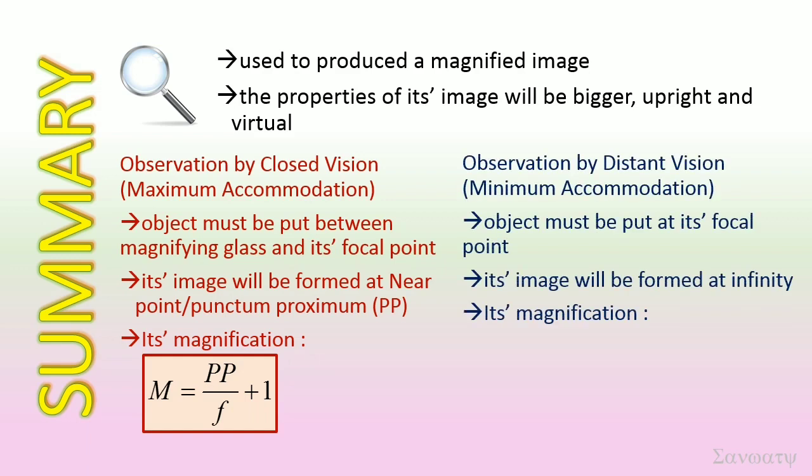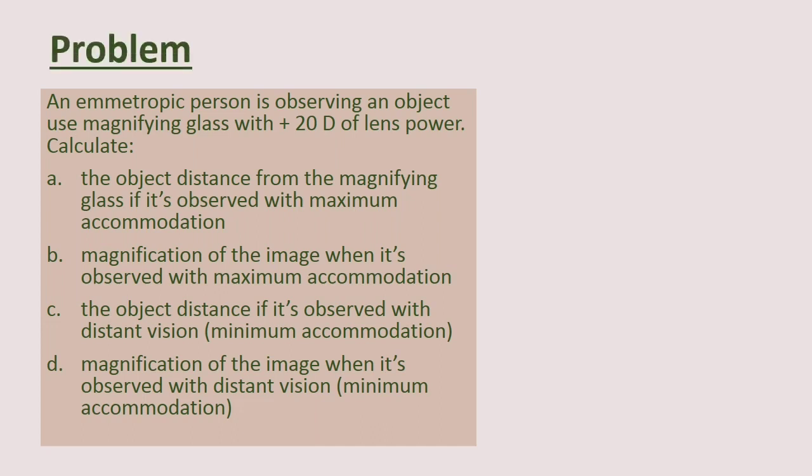And the other observation is with distant vision, or we call it minimum accommodation. In this observation, the object must be put at its focal point so that the image will be formed at infinity. And the magnification can be calculated as m equals pp over f, where pp is the punctum proximum. For normal eyes, it ranges from 25 to 30 centimeters, and f is the focal length of the magnifying glass. The example problem about the magnifying glass is like this.